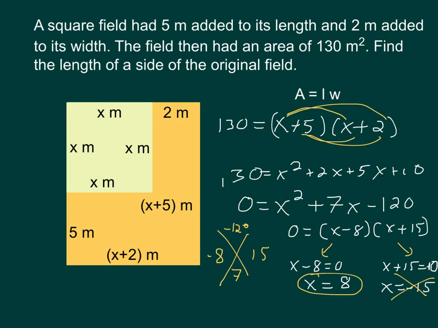And if I go back into my problem, I can really just check that. And I see that that's 8 meters on each side, which actually would make the entire width be 10 meters because I'm adding 2 to that, 10 meters there. And the entire length would be 13 meters. And I can see pretty clearly that that would have an area of 130 square meters. 10 times 13 is 130. And so there you go. That's using factoring to solve a geometry word problem.